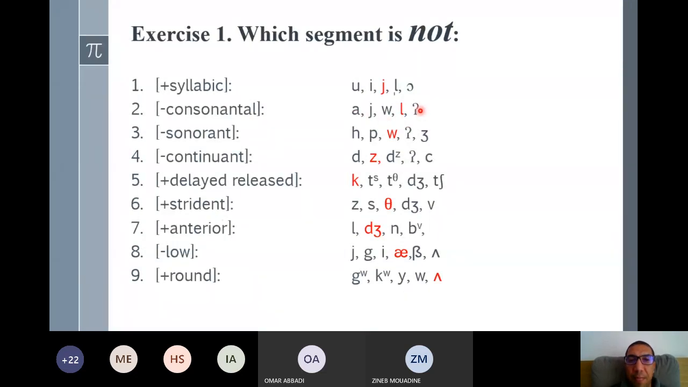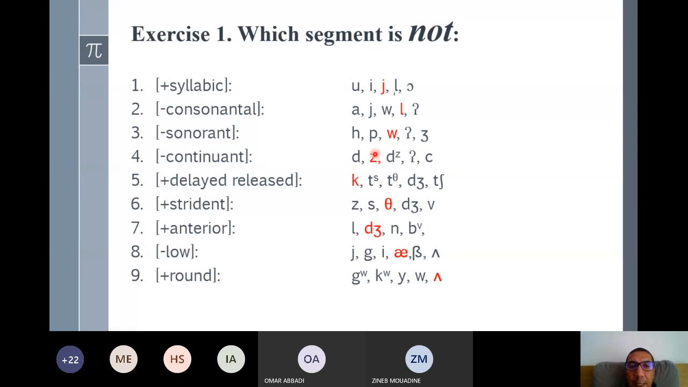Remember, the vowels, the glides, and the glottal segments are all minus consonantal. Number three, all these segments are minus sonorant except for w. W is plus sonorant. Next, number four, all these are minus continuant, because they are stops. Stops are minus continuant. Affricates are minus continuant, but fricatives, z is a fricative and z is plus continuant.